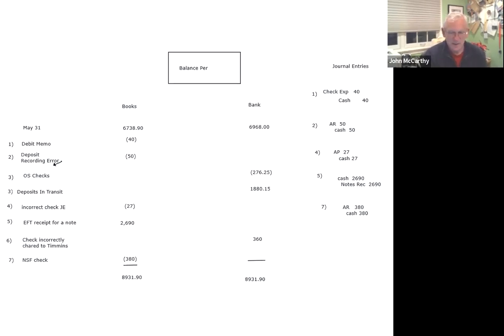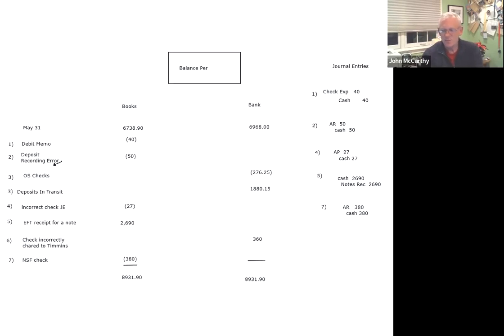Okay. The next one, number 5, we collected from a customer who had owed us a note. The bank collected it via electronic funds transfer, EFT. So it's already reflected in the bank's balance. We have to add it to our balance. Then we do $26.90, and we have to do a journal entry for the collection of that. Debit cash $26.90, credit notes receivable $26.90.